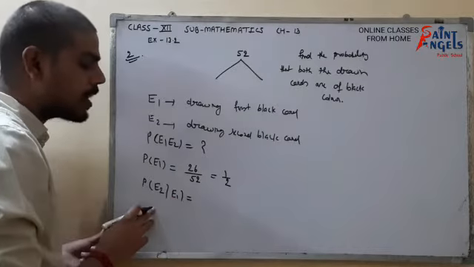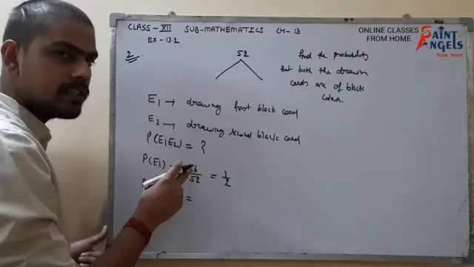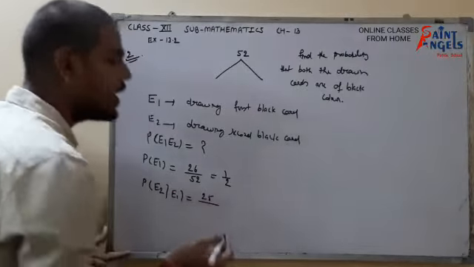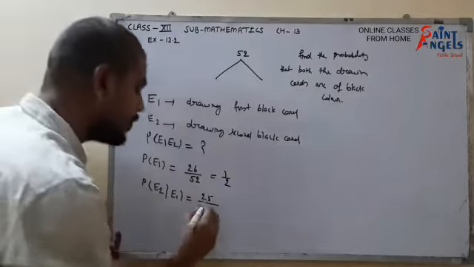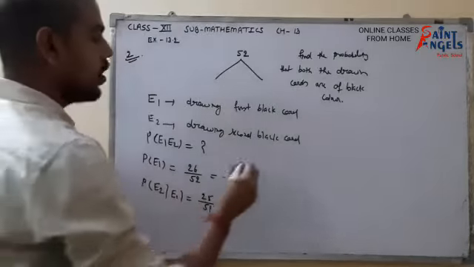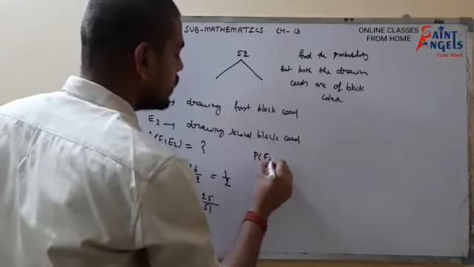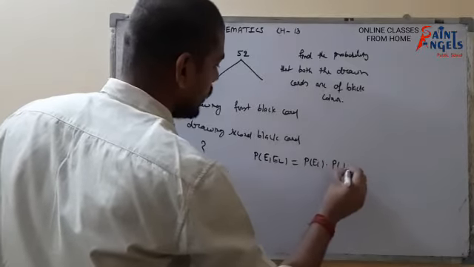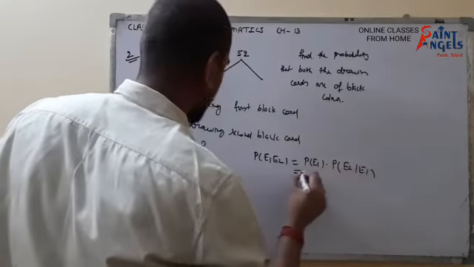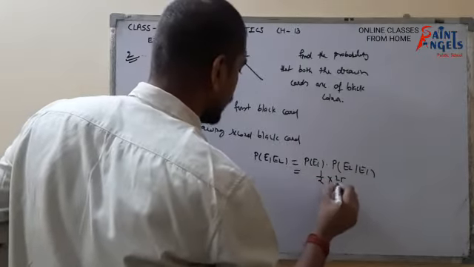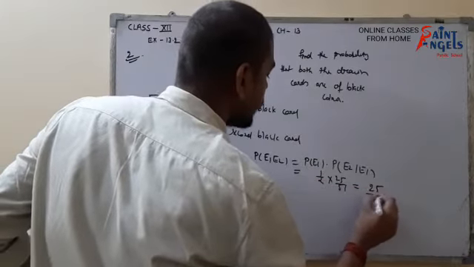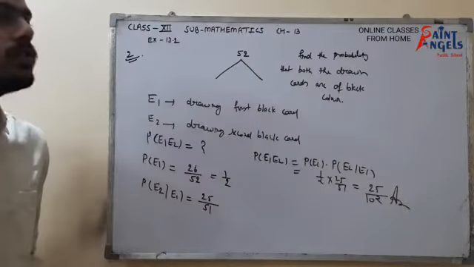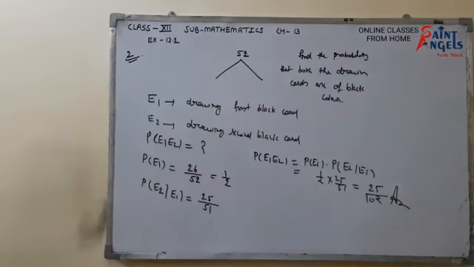Okay. So now how many black cards are we left with? There were 26. Out of 26, one we have already drawn. So we are left with 25. So 25 upon, and how many total cards would there be? 51. So 25 by 51. So now P(E1 E2) would equal P(E1) dot P(E2 given E1). Now we have both the values. So 1 by 2 into 25 by 51. So that is 25 by 102, this is the required probability. I hope it's clear. So please pause the video and note it down.